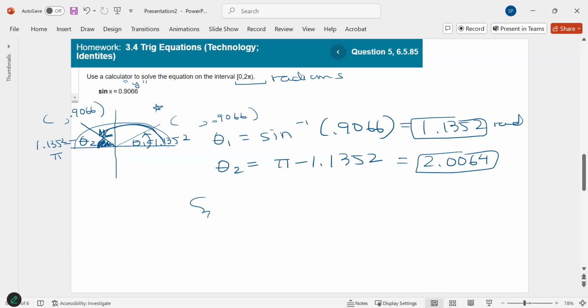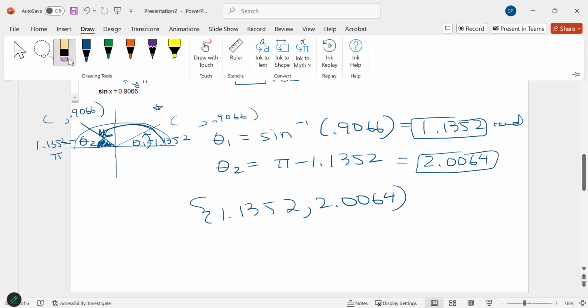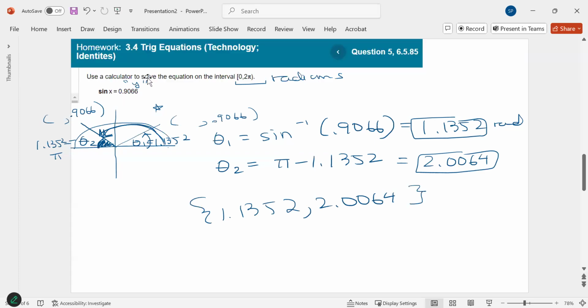So the solution for this is 1.1352 and 2.0064. How you can double check whether these are really the values that give you 0.9066 is you can put them in the calculator to double check.